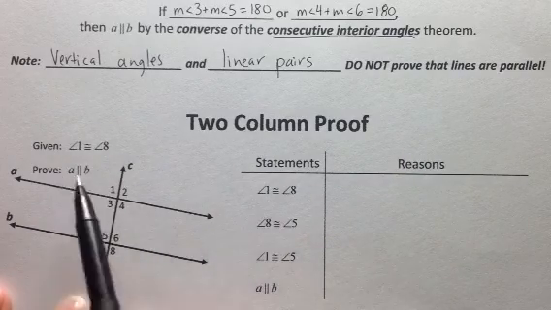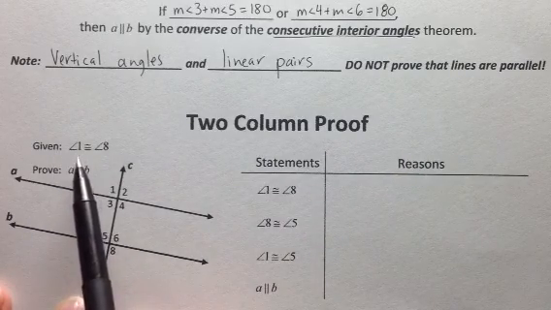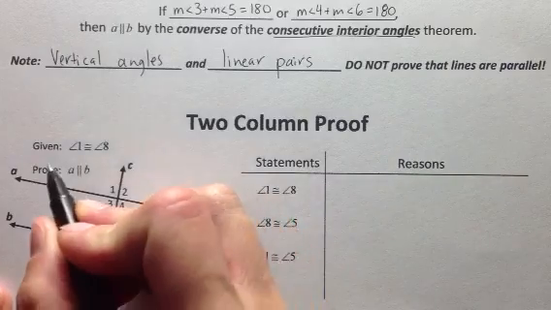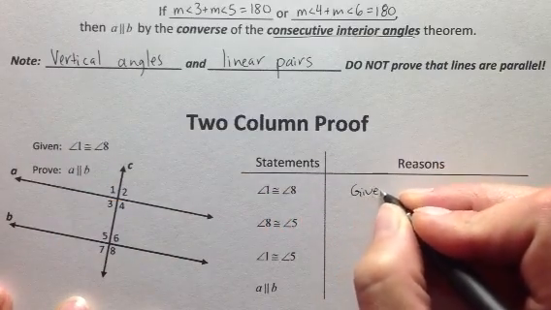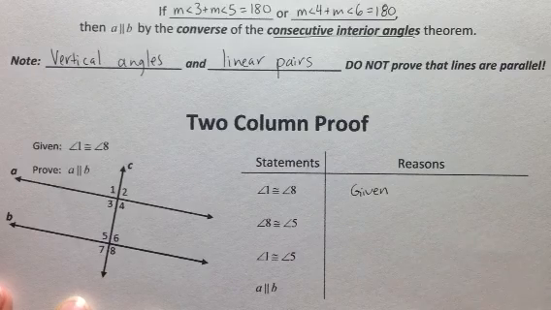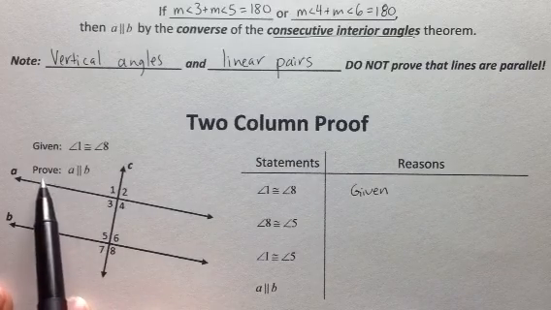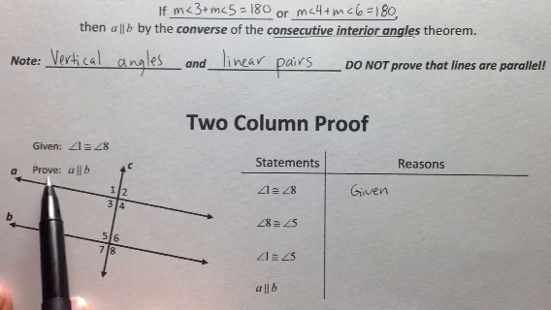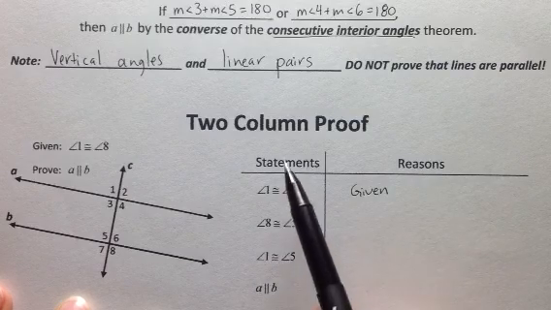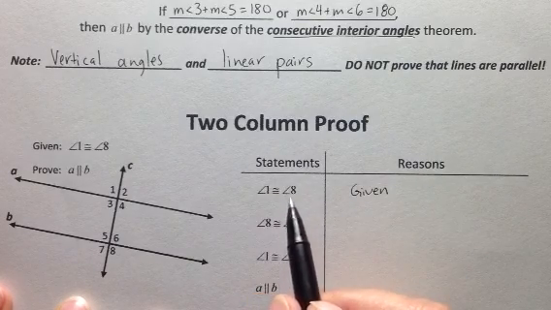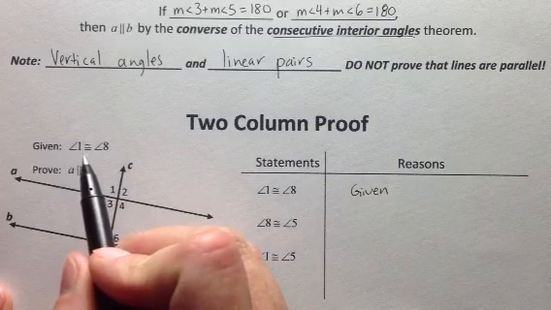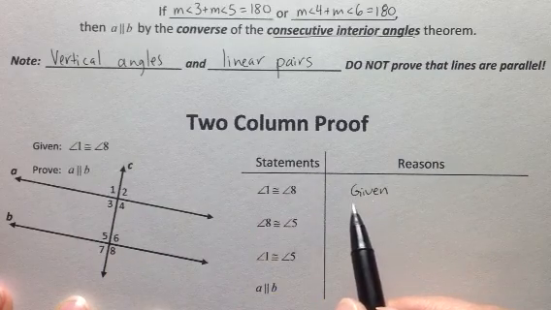Your first statement is often one that's given, okay, and then the reason I would actually say is given. How did I know that? Because it was given to me. Your last statement is always whatever they want you to prove, okay. Now I can't say that reason yet because I'm going to have to go through these. Okay, so angle 1 is congruent to angle 8. I knew that because they gave that to me, so I wrote given for that reason.